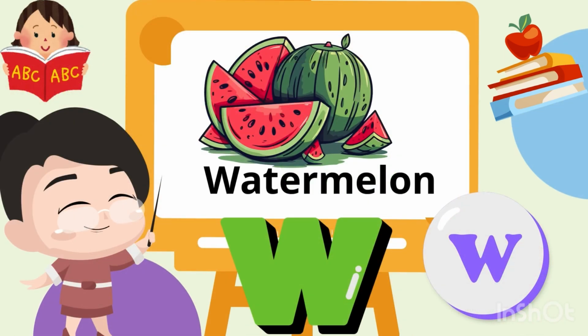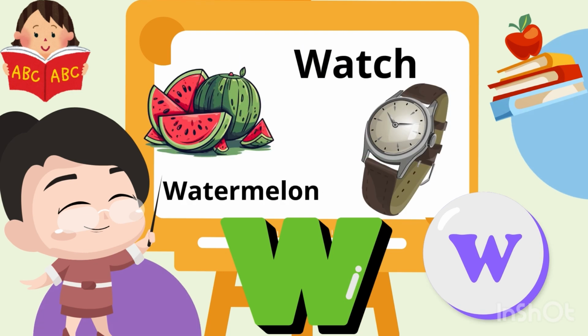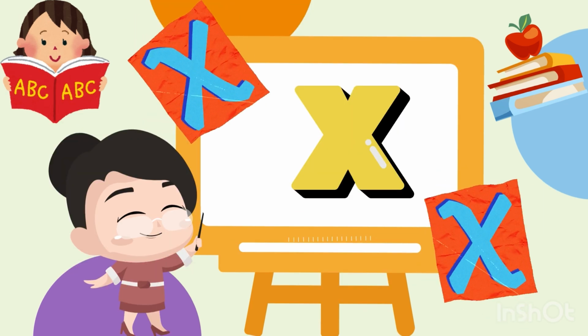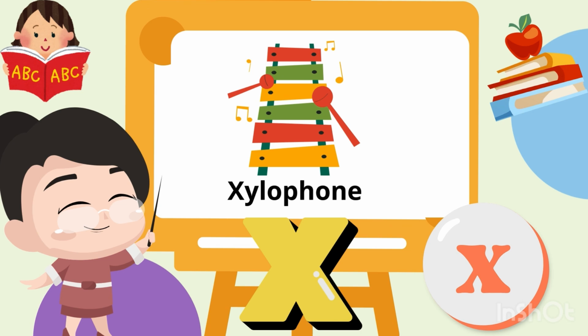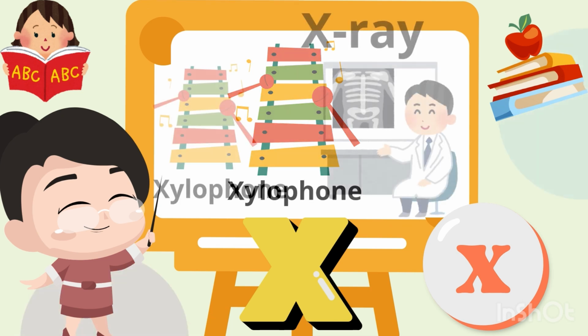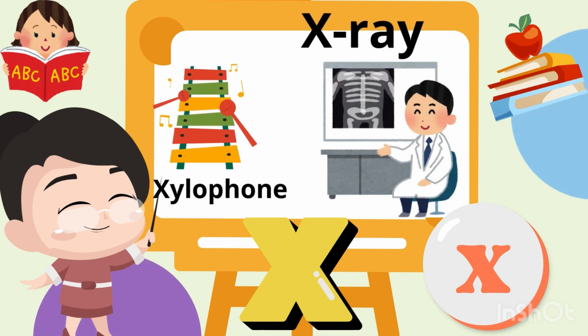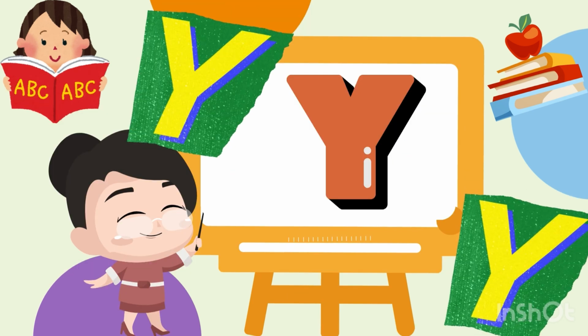W is for watermelon. W is for watch. X is for xylophone. X is for X-ray.